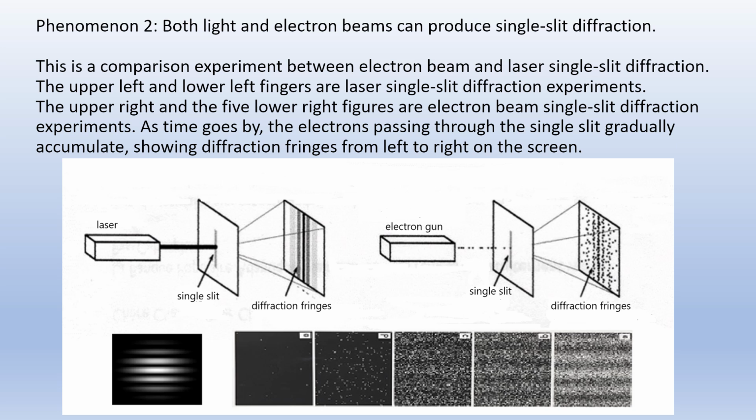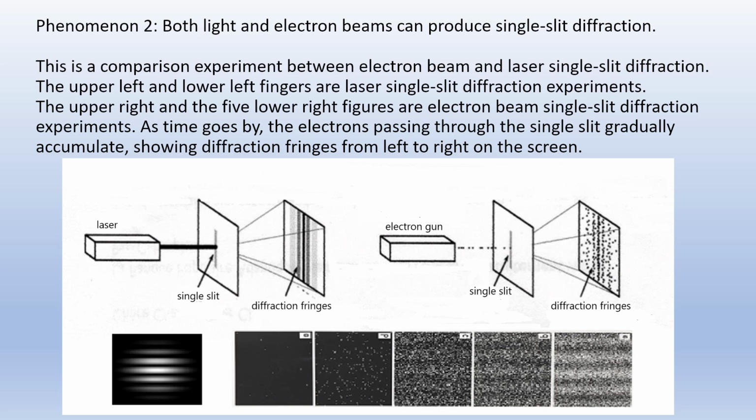Phenomenon 2. Both light and electron beams can produce single-slit diffraction. This is a comparison experiment between electron beam and laser single-slit diffraction. The upper left and lower left figures are laser single-slit diffraction experiments. The upper right and the five lower right figures are electron beam single-slit diffraction experiments. As time goes by, the electrons passing through the single slit gradually accumulate, showing diffraction fringes from left to right on the screen.